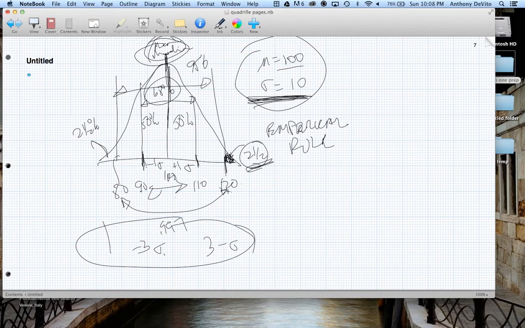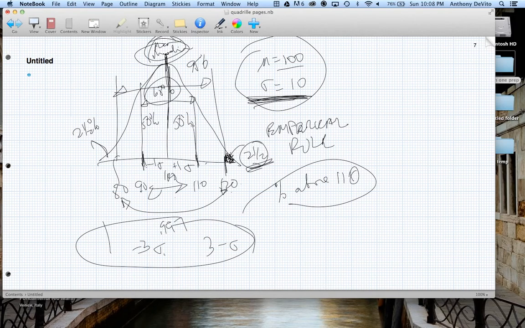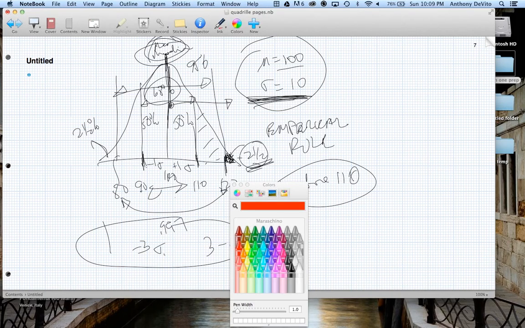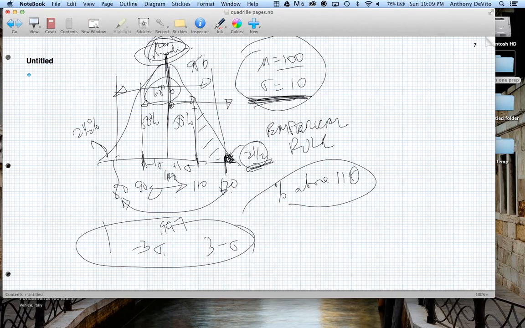Now, if I were to ask you what percentage of this population was above 110, what would you say? Well, above 110, that's this area in here. That's the area to the right of one standard deviation above. Let me change colors here. We know that this whole area here is what we're looking for.